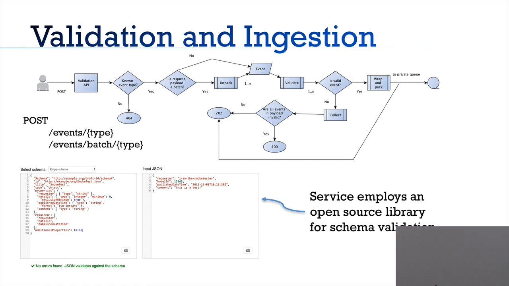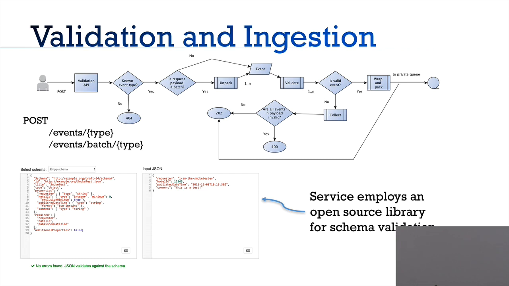First of all, we have a manifest. Is it known? If it's not known, we don't know, we throw a 404 back. Is the request payload a batch? Then for each event, unpack, and then for each event, we validate. Is it a valid event? If it is, collect it into the batch of good stuff that we want to post onward.